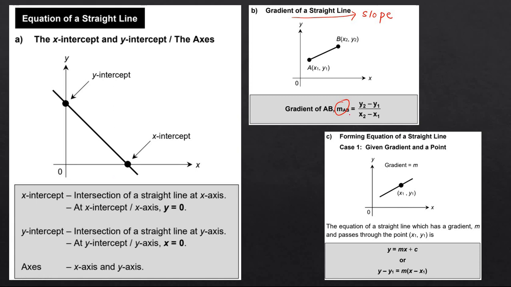Find the gradient of a straight line which passes through the points A and B. So again, let's look at the formula to find the gradient. m equals y2 minus y1 over x2 minus x1. The gradient of AB equals y minus y, so 8 minus 3 over 11 minus 6. 8 minus 3 is 5. 11 minus 6 is 5. So the gradient equals 1.